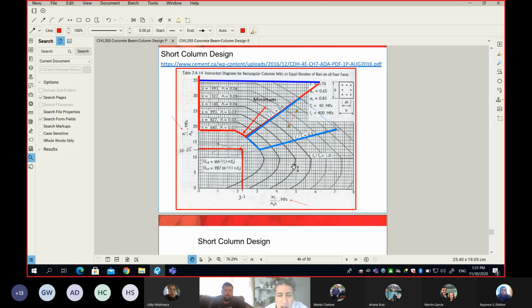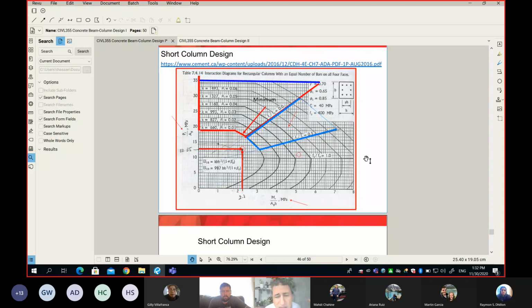What happens if my point, like let's say you estimate the two numbers and you get one point here, okay, one point here. I'm asking you, what kind of splice length do we need? Do we need compression only, or splice A or splice B? Splice B. Splice B.